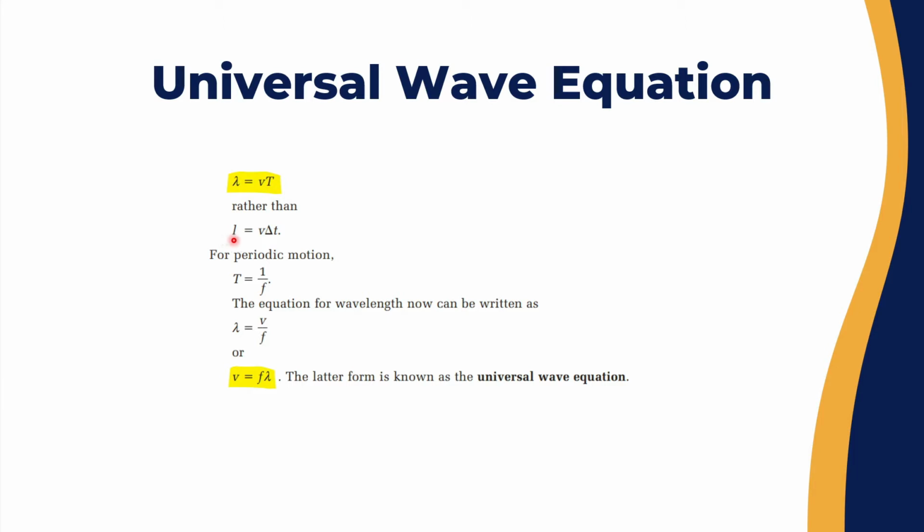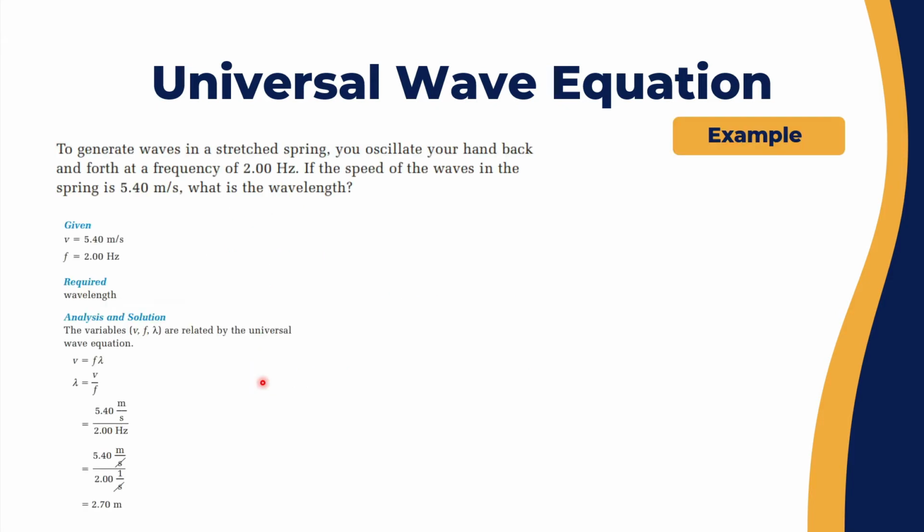So if you want to convert the pulse equation to wave equation, the length will be the wavelength lambda equals the velocity, which is the same, but the delta t would be the period in this case. So for a periodic motion, you have the period as 1 over frequency. And if you replace the t with 1 over frequency, then the equation would be lambda equals v over frequency. So in this case, the velocity of the wave would equal the frequency by the lambda, and that is what is known as the universal wave equation.